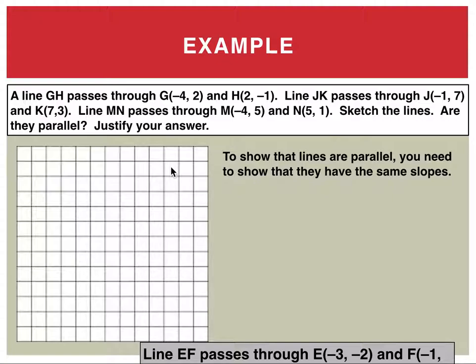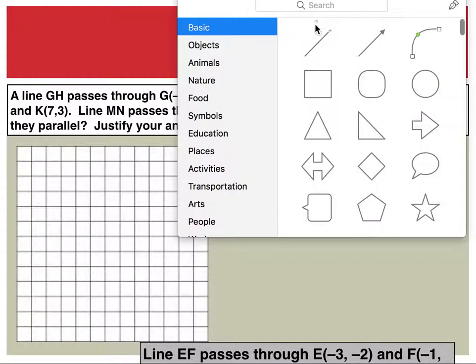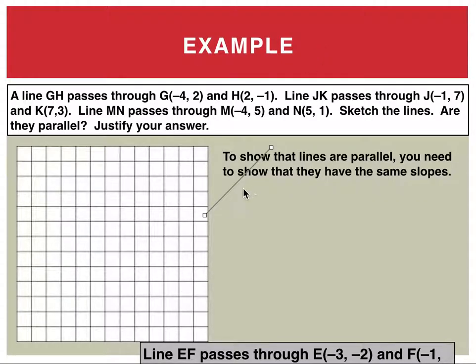So here, this is a typical type of problem. It says a line GH passes through G at -4, 2 and H at 2, -1. Line JK passes through J at -1, 7 and K at 7, 3. And then line MN passes through M at -4, 5 and N at 5, 1. So this is a similar, common type of question. So let's look at what it would look like here.